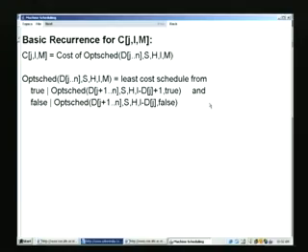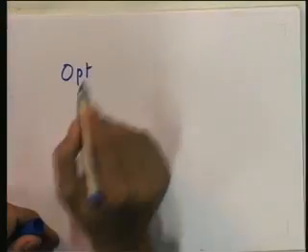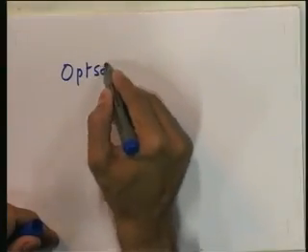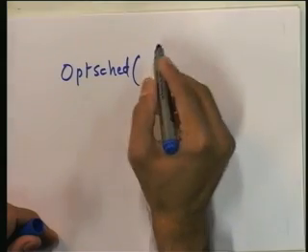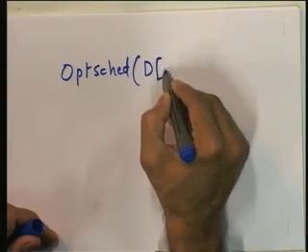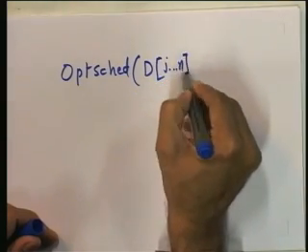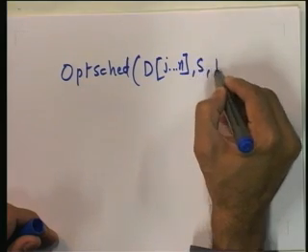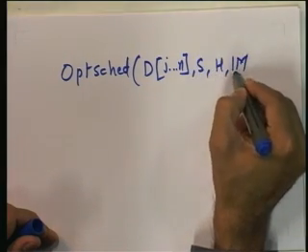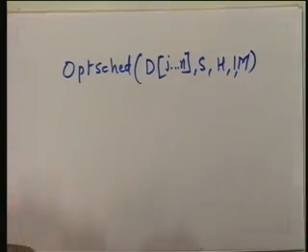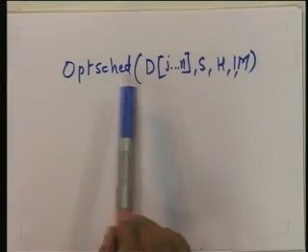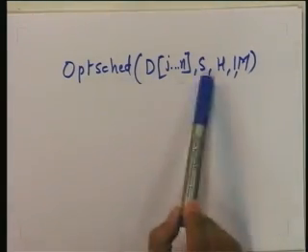So, let us just see that. Let me just write this down. My claim is, or what I want to examine is, the optimal schedule for d of j through n, s, h, I, m. This is what I want to understand, and I want to figure out what the optimal schedule to this will be.